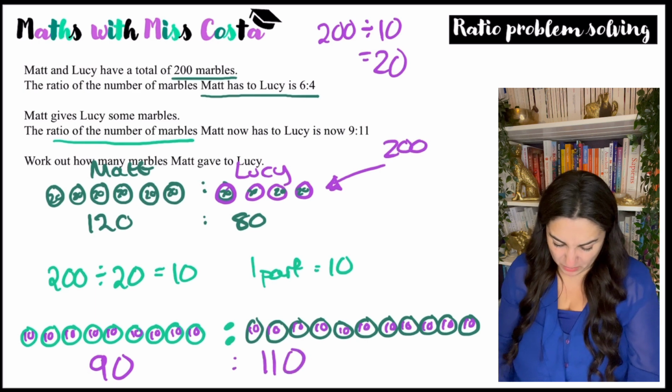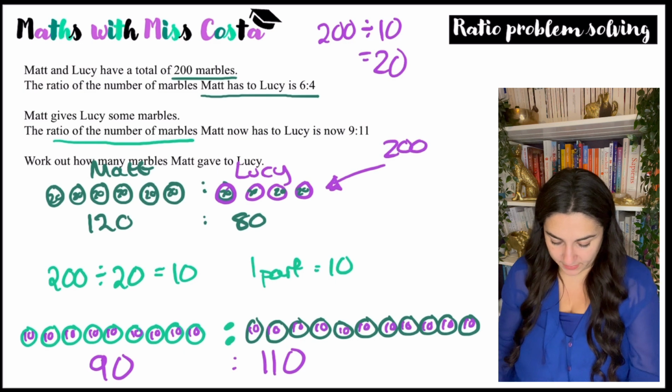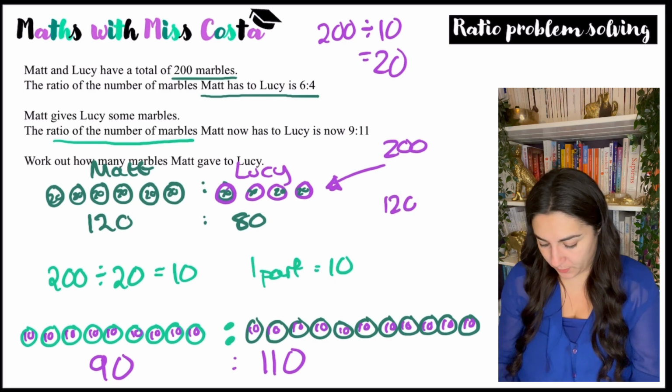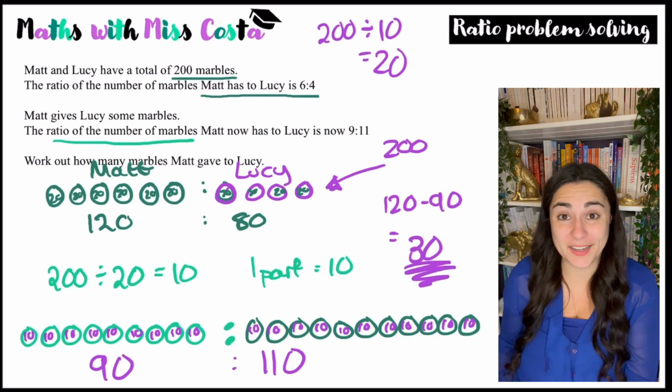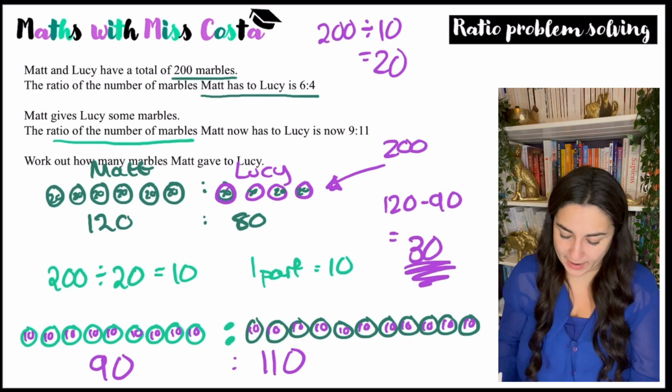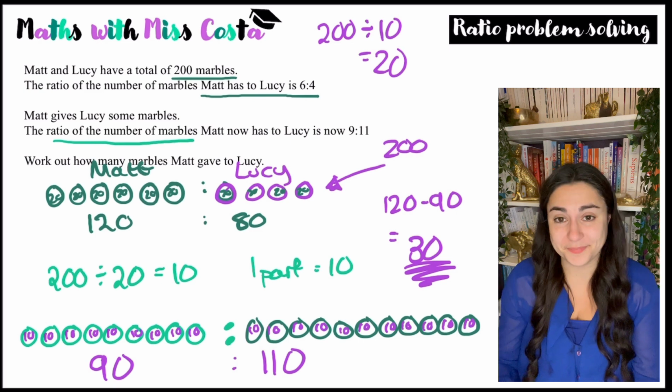So how many marbles did Matt give Lucy? Well, if he had 120 to begin with, and he now has 90, he must have given her 30 marbles. And that's how we'd work that out. So it always helps to draw out what's actually going on.